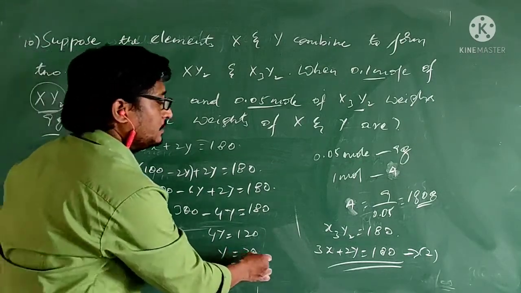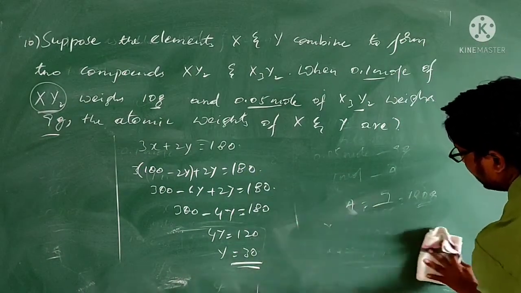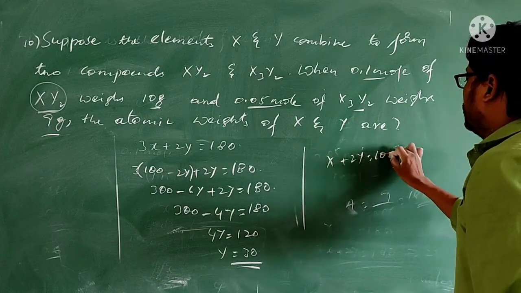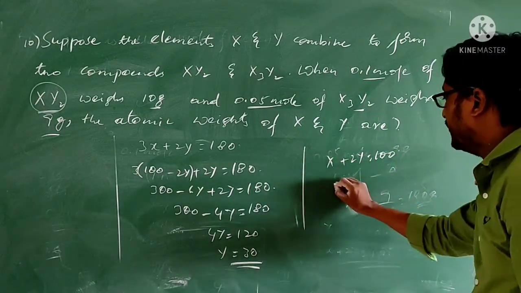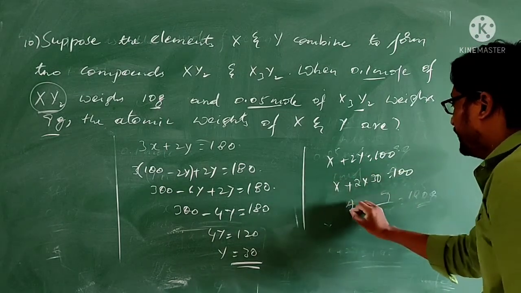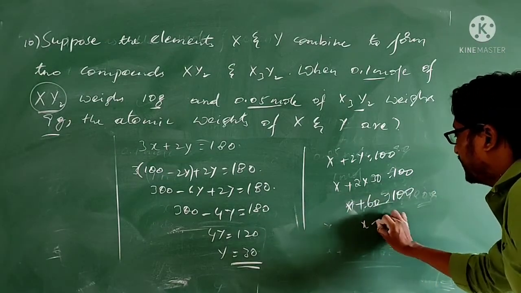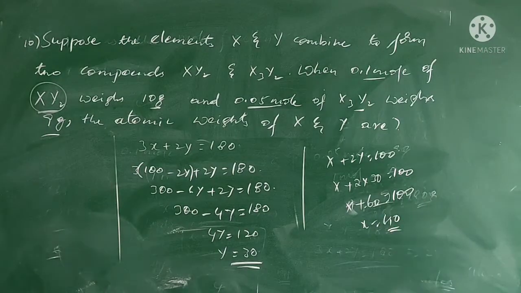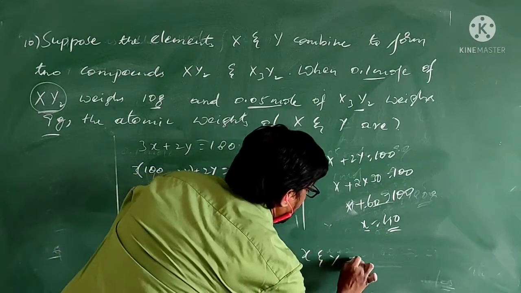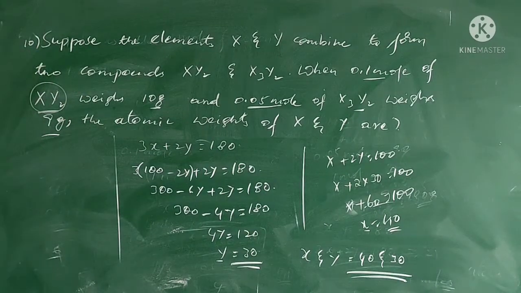If you substitute this value in x plus 2y is equal to 100, now let us substitute in that. X plus 2y is equal to 100. Y is nothing but 30. So x plus 2 into 30 is equal to 100, which is nothing but x plus 60 is equal to 100, x will be equal to 40. So the answer will be 40 and 30. Atomic mass of x and y are 40 and 30. This is our answer. Okay, easy thing only.